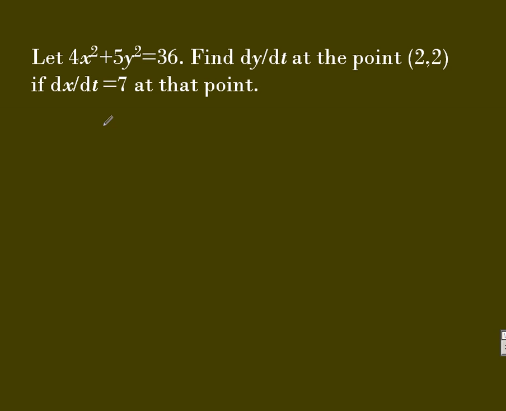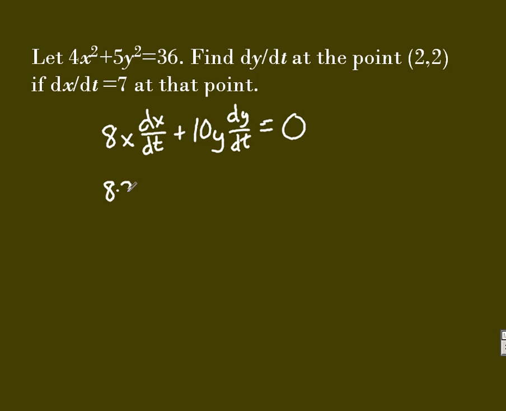Same thing here. We're going to make it 8x. This will be dx dt because I took a derivative of x with respect to t. Second one is going to be 10y dy dt. And the derivative of 36 is 0. Same thing, plug in what we know. Well, x is 2 and y is 2. So I'm going to say 8 times 2 and dx dt is 7. Plus, this will be 10 times 2 dy dt equals 0.